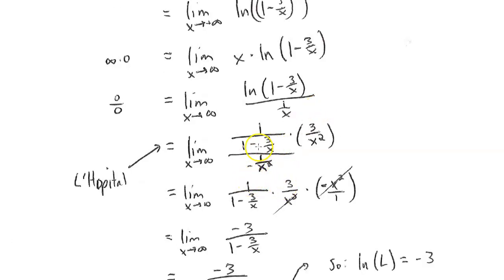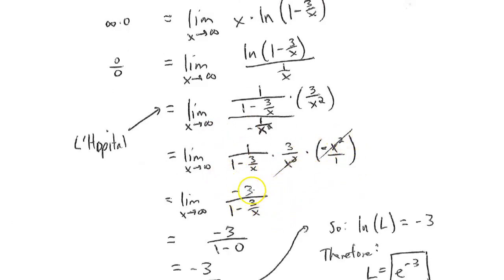If you work this out, notice dividing by this fraction is like multiplying by its reciprocal. So when we take this and flip it and bring it out here, these x squareds will cancel. We still have that negative. So this whole thing simplifies to negative 3 over 1 minus 3 over x.